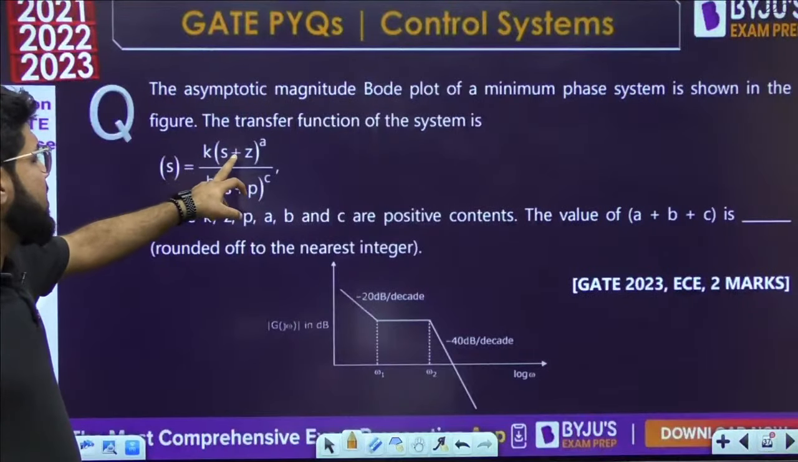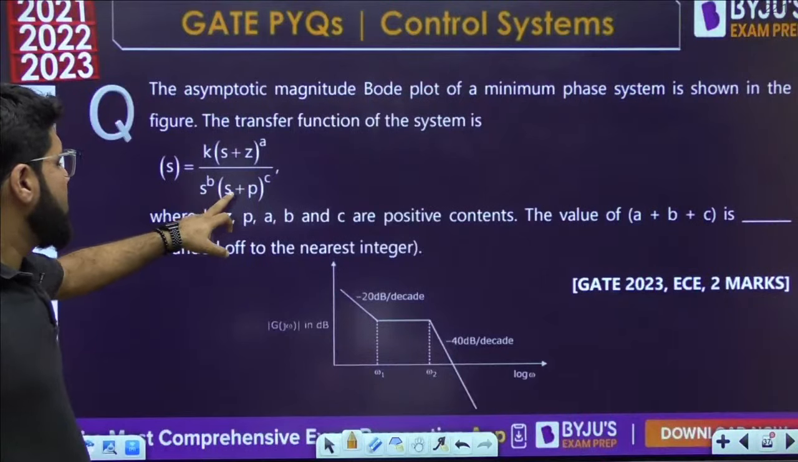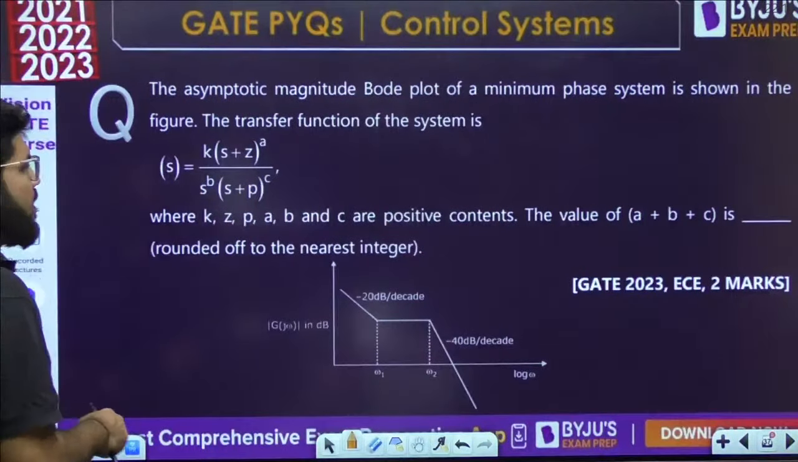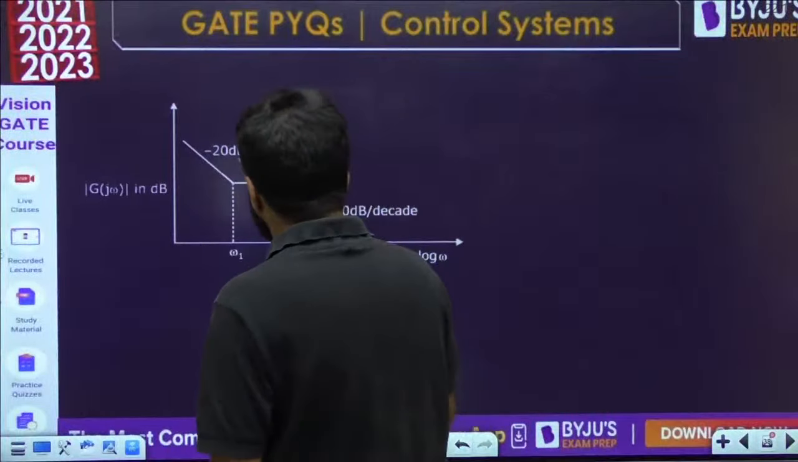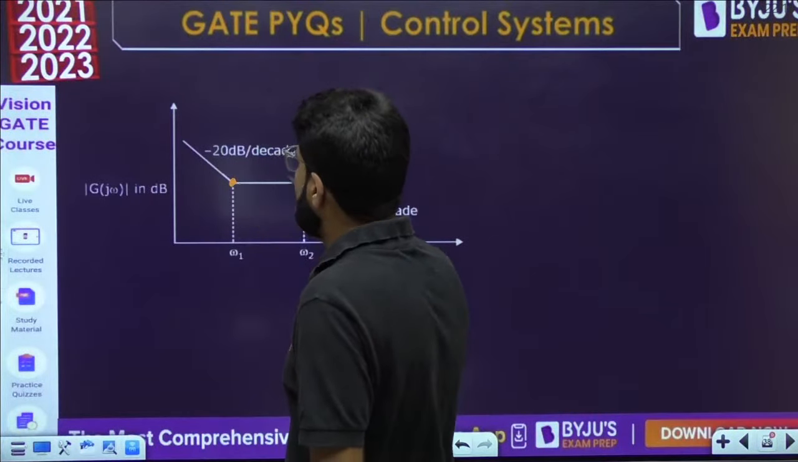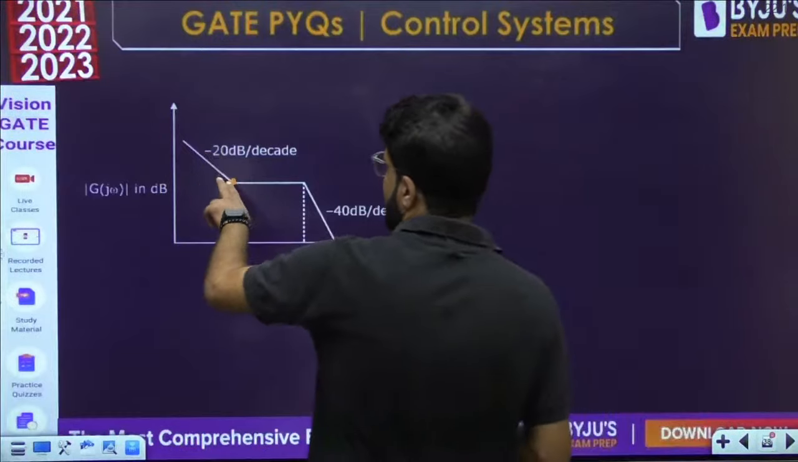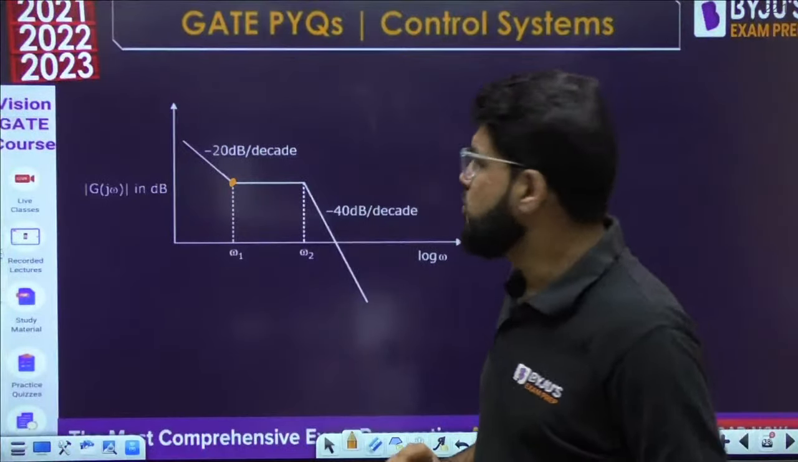A means there is a 0 at minus z, what is the order of it? How many poles at origin? And there is a pole at minus p, what is the order of it? Simple, this much we have to find out. So if I go to this particular plot, have a look into this. The slope of minus 20 now becomes 0, so there is an increase in the slope. Can I say there is an increase in the slope by plus 20?